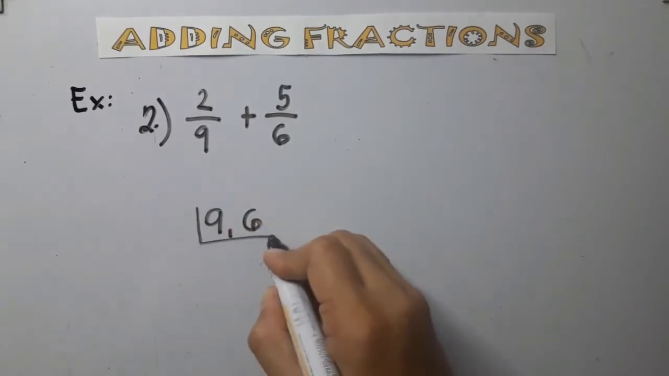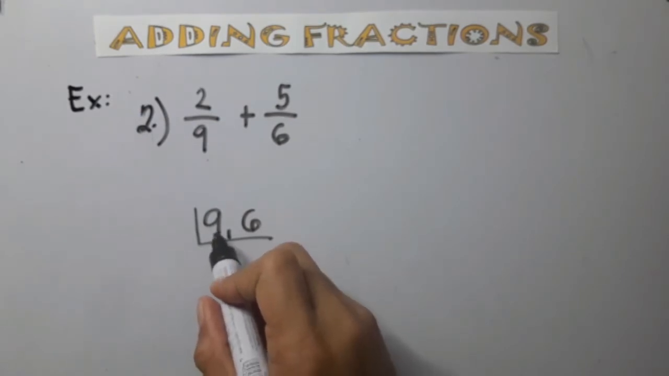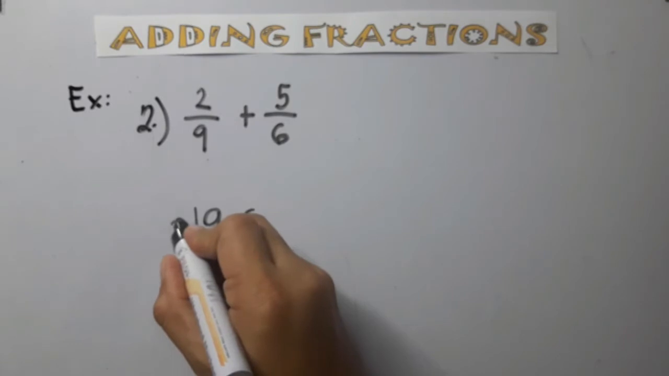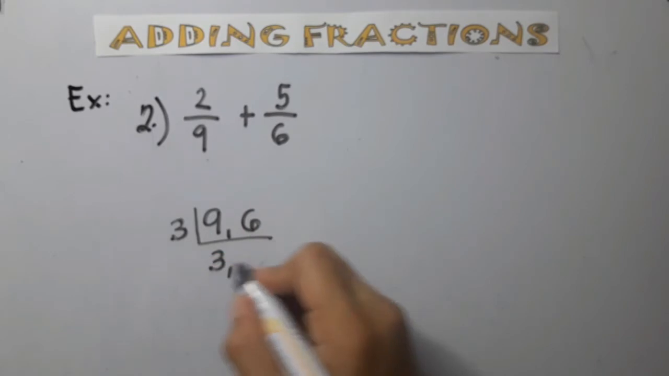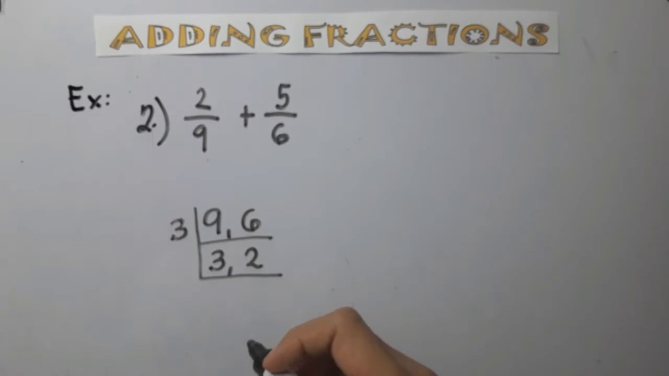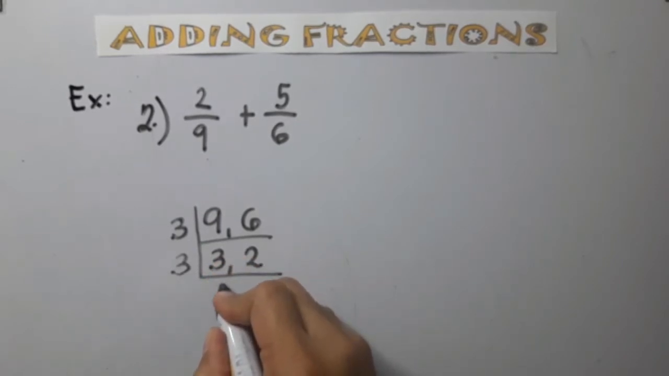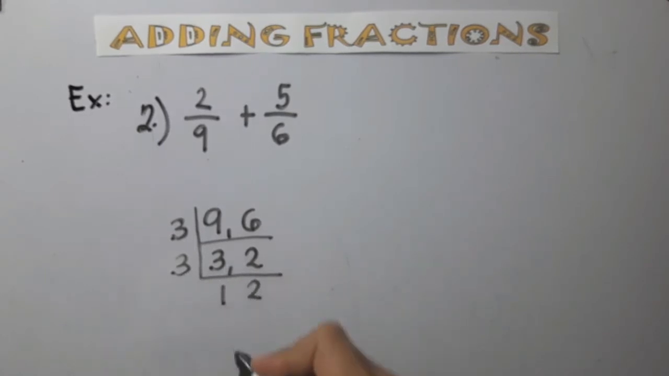So we will get the denominators 9 and 6. Then think of a prime number that we can use to divide the given denominators 9 and 6. So we can divide both by 3. 9 divided by 3 is 3. Then 6 divided by 3 is 2. Then we're going to continue dividing until the last part is already 1. So we're going to divide this again by 3. 3 divided by 3 is 1. Then 2 divided by 3, we will just bring down the 2.